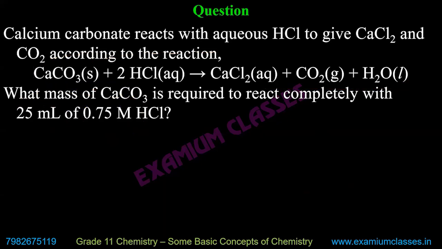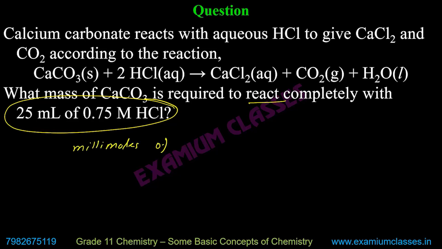So calculate the number of moles of HCl required. What mass of CaCO3 is required to react completely with this much HCl? So it means millimoles of HCl are 25 into 0.75.